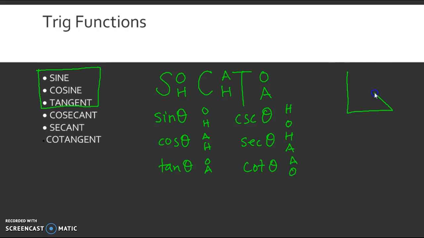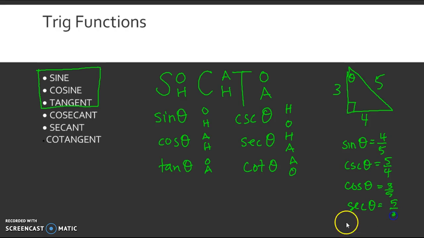So if I give you a triangle, and I tell you that it is 3, 4, 5, and I want to work with this angle. Sine of that angle is opposite, 4 over hypotenuse 5. Cosecant, we just flip it, 5 over 4. Cosine would be adjacent 3 over hypotenuse 5. Secant, we flip it, so 5 over 3. And then tangent, opposite 4 over adjacent 3. And then for cotangent, we flip it, so 3 over 4.